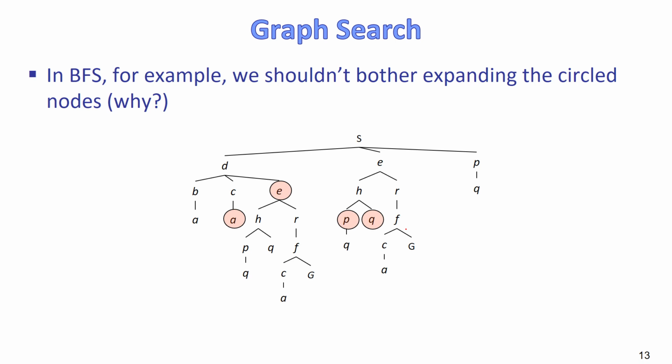Here's another example in BFS. This is the search tree, and we are expanding the tree in tiers. In this case, the circled states were seen before, actually expanded before. If you remember in BFS, we start with S, then D, E, P. Now, when we expand B, C, E, this E was expanded before, so it would be expanded to that entire subtree. So when we get to this E, we should not expand it again, because we had expanded it before, and we will get the exact same subtree anyway.